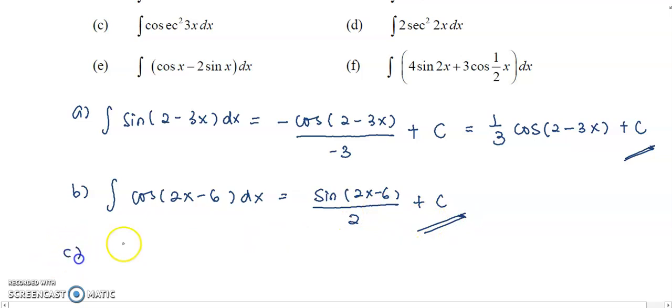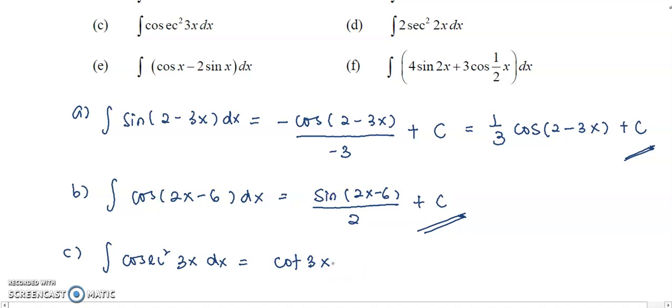Alright, so this is your answer for the b. And for the c, you have to integrate cosecant square. To integrate cosecant square, we have to think back. Is there any function we can differentiate and get cosecant square? Yes. You differentiate cotangent, you get cosecant. So meaning that when you integrate cosecant square, you will get back cotangent.